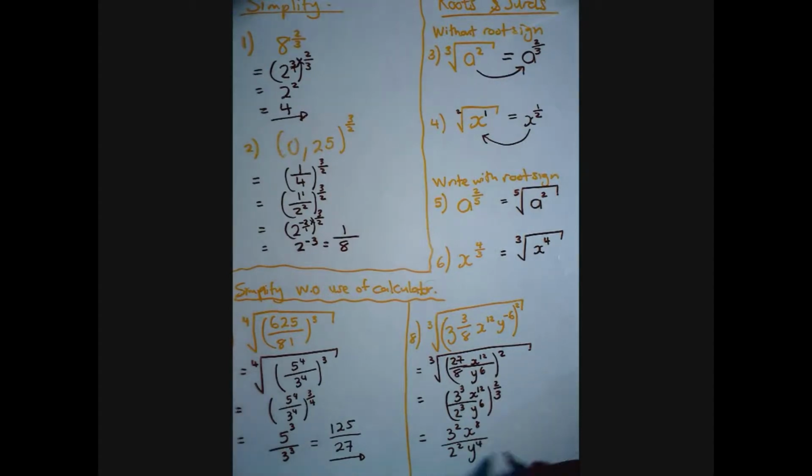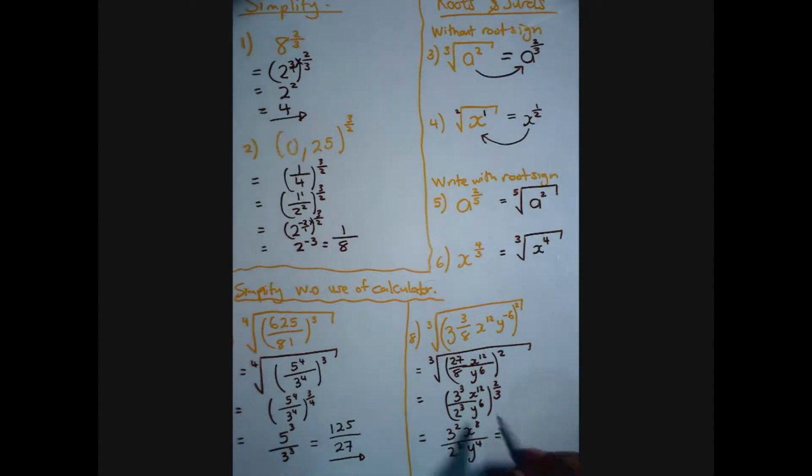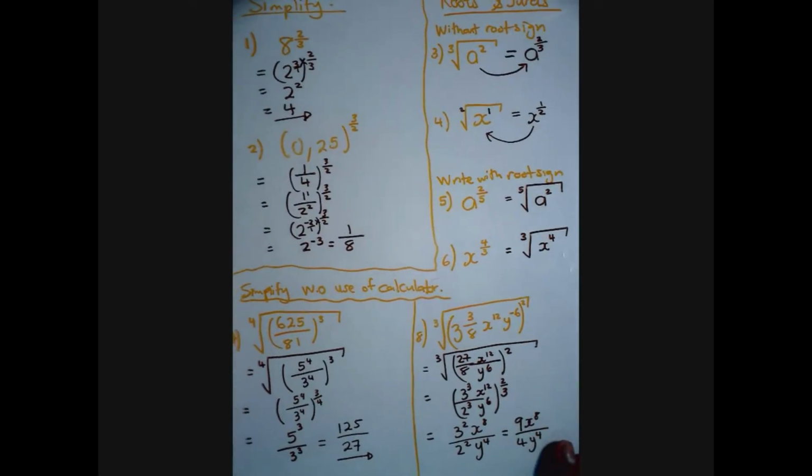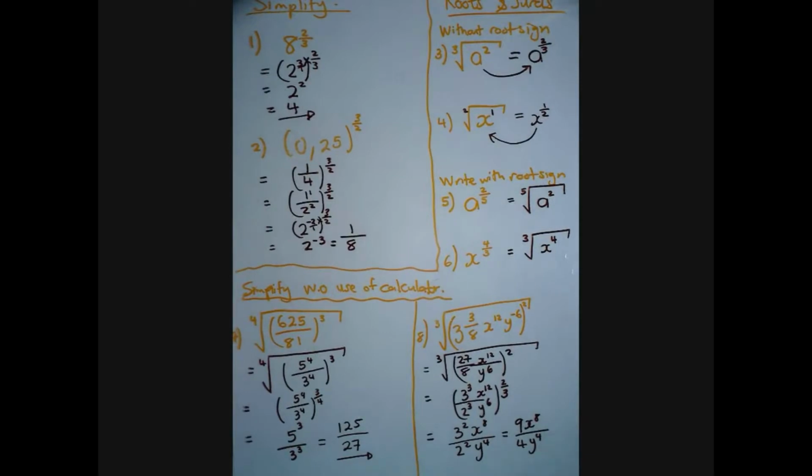But my answer is not simplified yet, so I need to simplify it. So I'm going to say 3 to the power of 2 is 9, x to the power of 8. 2 to the power of 2 is 4, y to the power of 4. And that's all you need to know. Now I'm going to give you a few to do, and hopefully you can also get them correct.